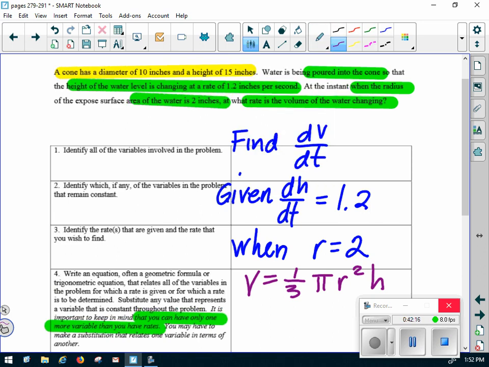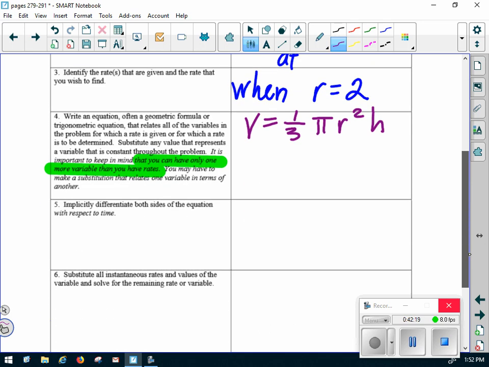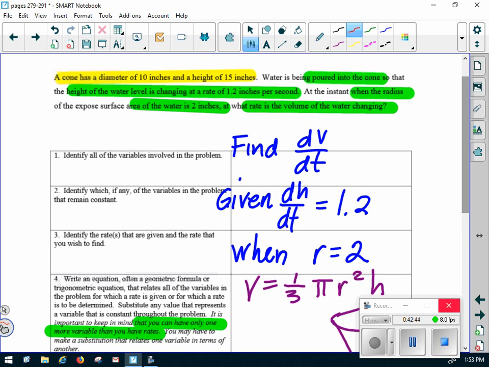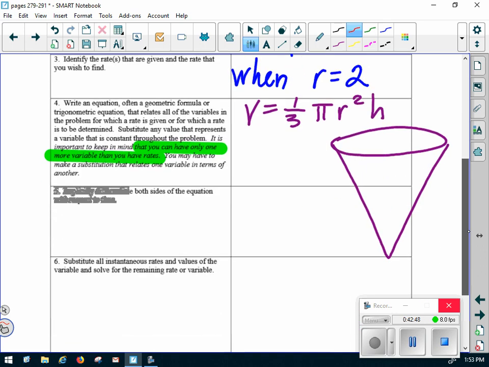So what you're going to do, you're going to go somewhere and draw yourself a cone. An upside down hat, yes. A dunce hat. A wizard. Or a snow cone. The cone has a diameter of 10 inches and a height of 15 inches.